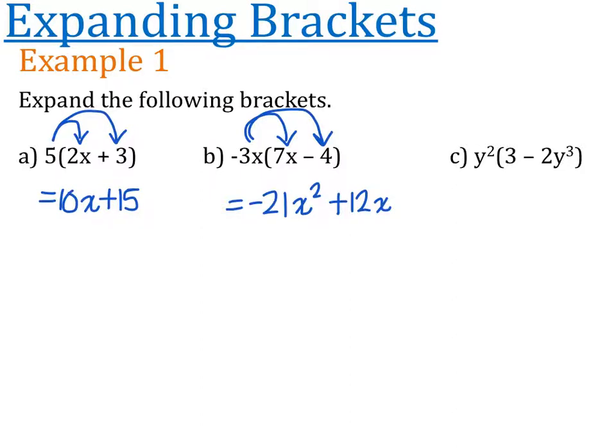And for the last one, we've got y squared times by 3, which is 3y squared. And then y squared times by minus 2y cubed, which is minus 2y to the power of 5. So that is expanding a single bracket because there's just one single bracket there. All right.